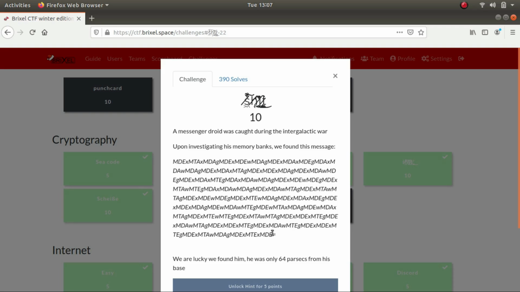The first thing that I checked was the presence of an equal to mark. If you see symbols like equal to at the end of encoded text, it probably means that the encoding scheme used was block encoding, and base64, base32, or base85 for that matter, are block encoding techniques. The next thing that rang bells was that it said 64 parsecs away from his base. So it probably means that the cipher used is base64.